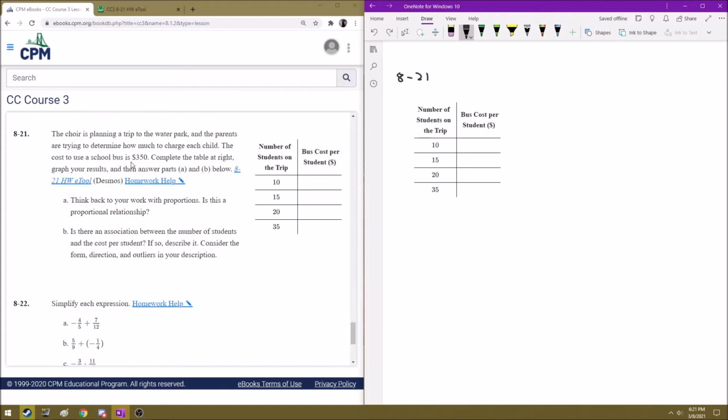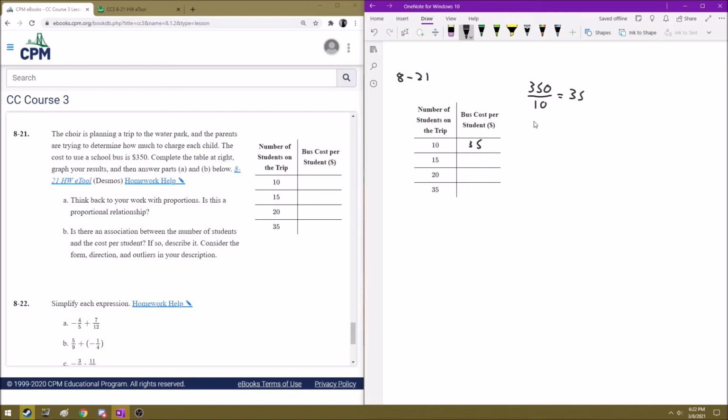So we're wanting to cover the same cost of $350 and split it between each of these students. So let's fill out the table. If we have 10 students, then we want to split this $350 cost between the 10 students. So that's just going to be 350 divided by 10, which is going to be 35. All right, and it's going to be the same thing for all the other ones.